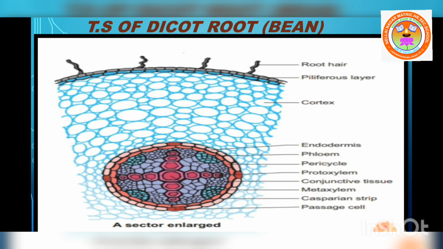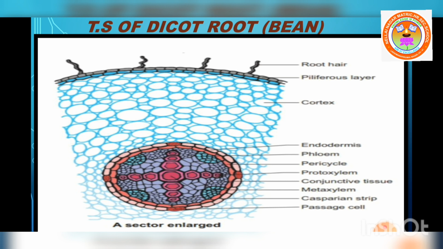Epiblema. Epiblema is the outermost layer of dicot root. Cuticle and stomata are absent. Epiblema is made up of parenchyma cells which are compactly arranged without any intercellular spaces. Cuticle and stomata are absent in the case of root. Unicellular root hairs are present. Root hairs play a prominent role in the absorption of water and mineral salts from the soil.